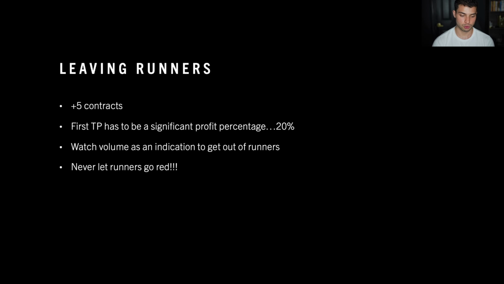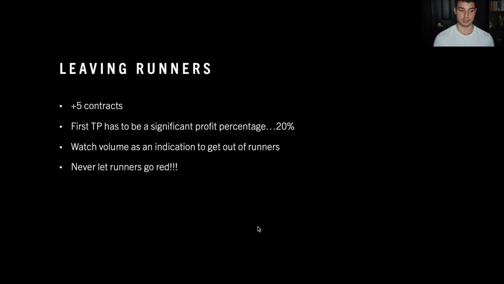And leaving runners, which we're going to say. When leaving runners, only leave runners if you have 5 contracts or more. So more than 5 contracts or 5 contracts, this is where you can only leave runners. If you have less, just take your whole contract out at a certain level. But if you have more than 5 contracts, great. Leave some runners if you're good with it.